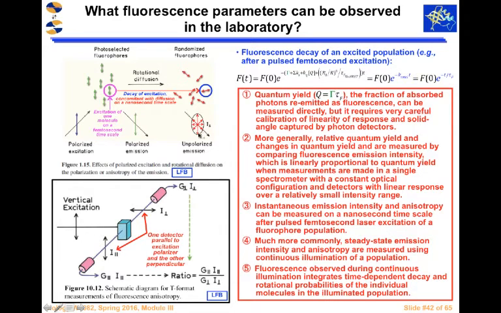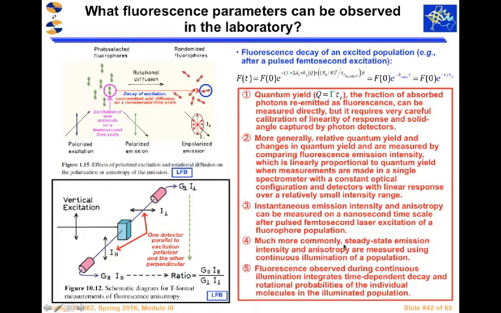That's the only other thing you need to know to solve the problem. So, quickly stepping through that: instantaneous emission intensity and anisotropy can be measured on a nanosecond time scale after pulsed femtosecond laser excitation of a fluorophore population. Later on, we'll talk a little bit more about these details and how this works and how it relates to everything else. For now, we're just going to move on to, again, the point.